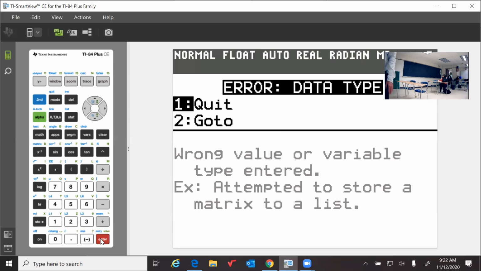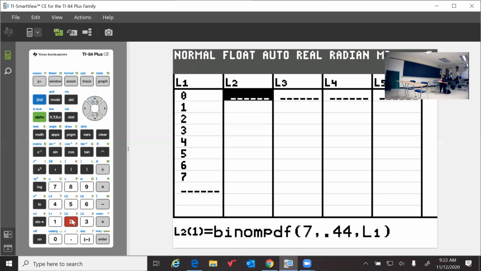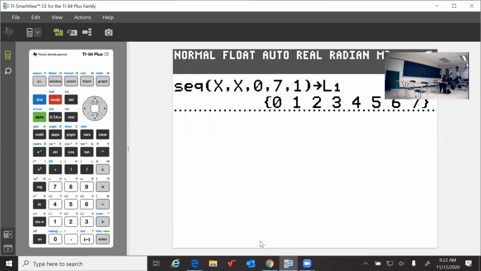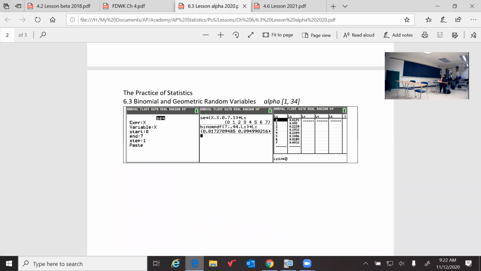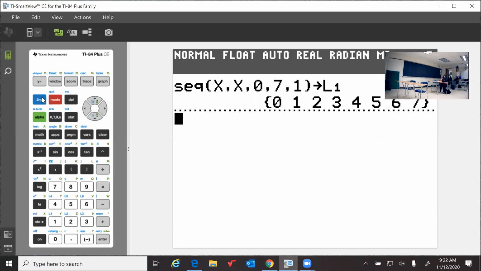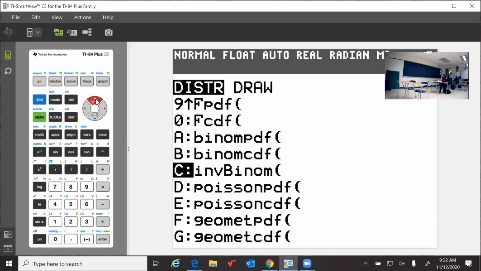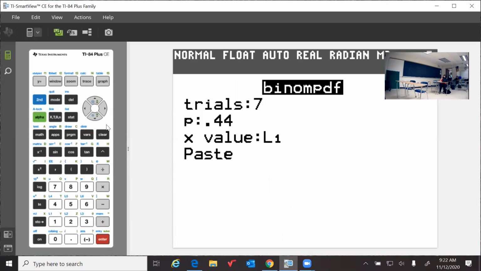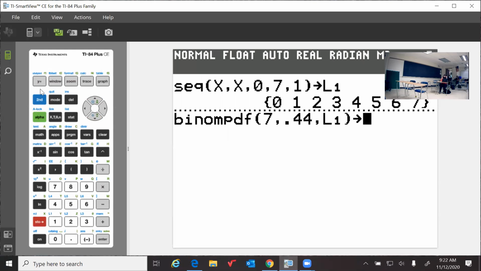Push enter. Oh, did it work? What happened? It should have worked. What do I do here? All right, I just stored it. We'll do it on the home screen. Sorry. Second distribution, back where we were. Paste it and just store it in list 2. Same thing. So now they're there.